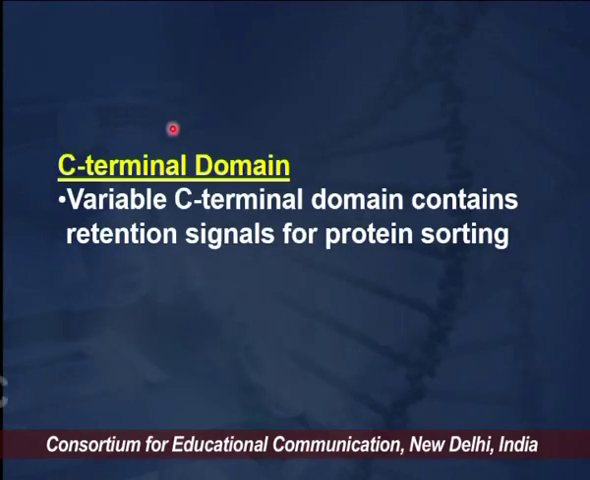So, this is the last part of the structure, which is the C-terminal domain. This basically contains some retention signal, because of which the protein gets retained in whichever cell organelle it has to be stored. So, for protein sorting, this C-terminal domain plays a role.